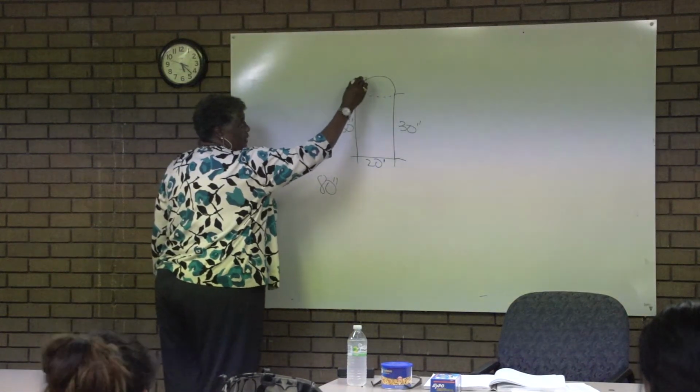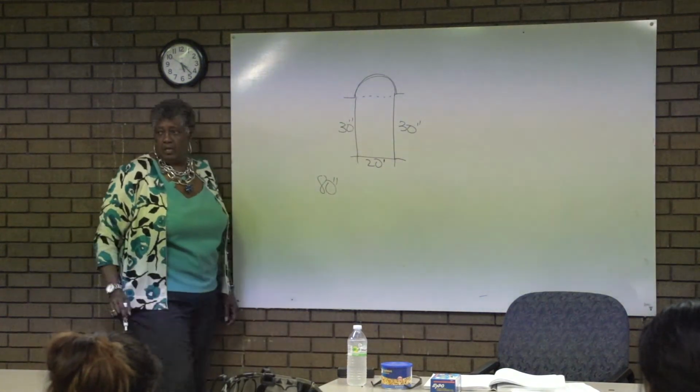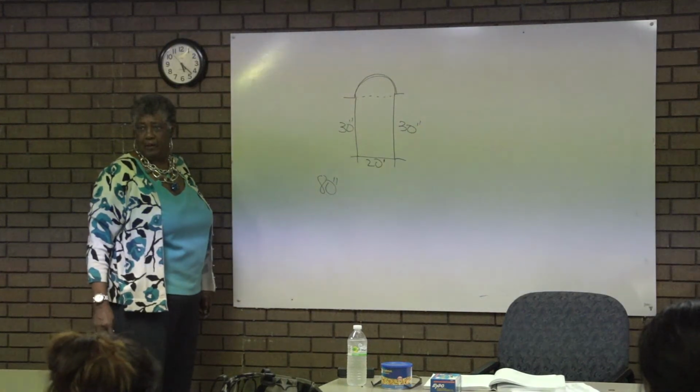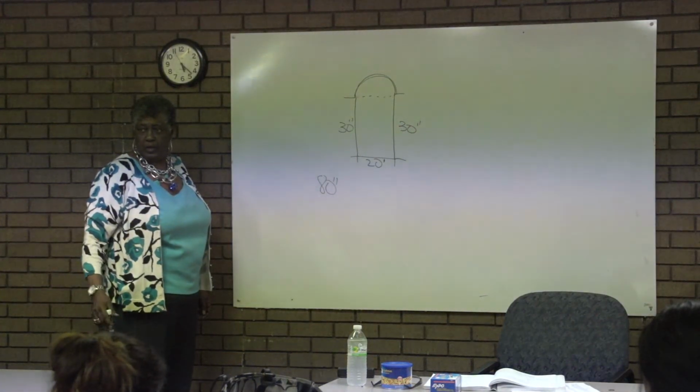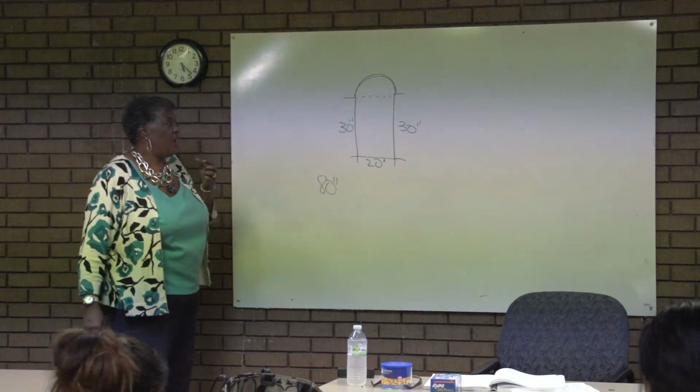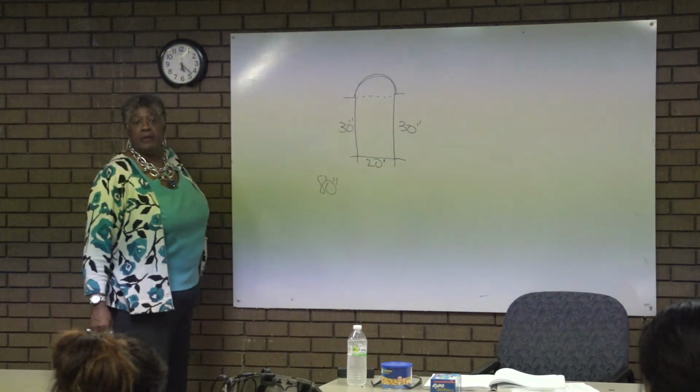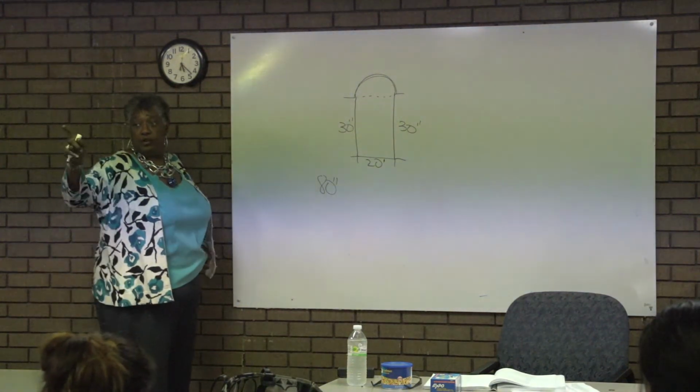But we still have to go around this. How are we going to find that? Pi times what? Is it 10? It's 20. You're using radius.